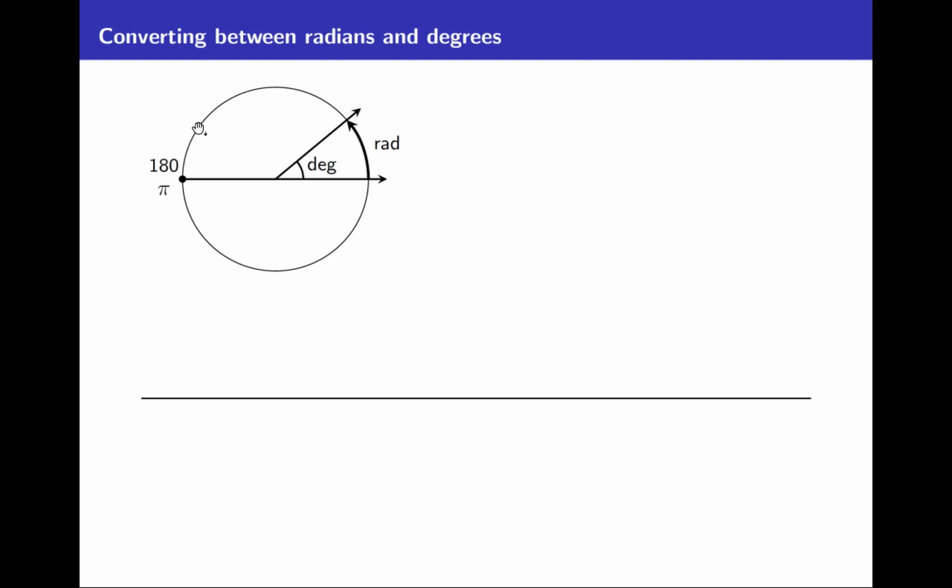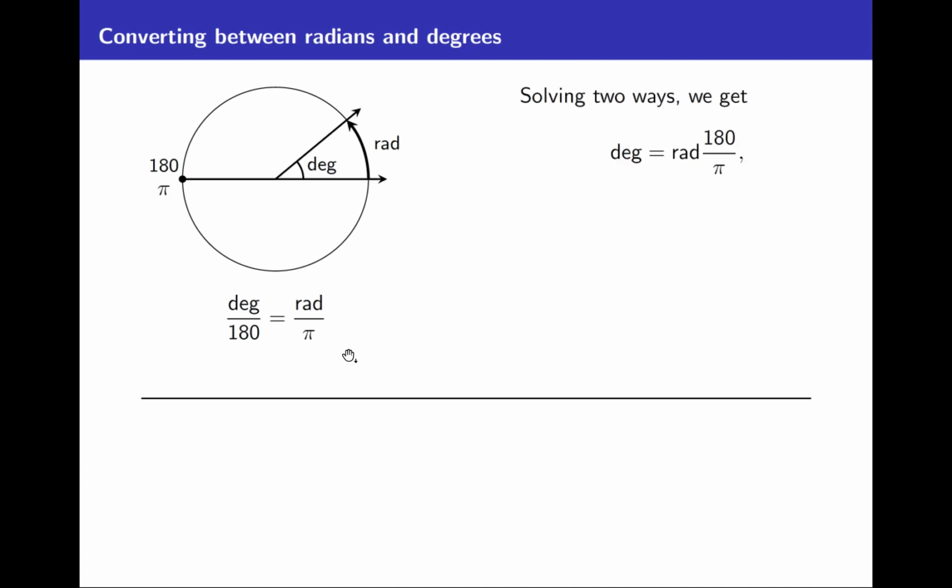Think about a straight angle. It's 180 degrees, or pi radians. Now this angle, deg, is a certain fraction of 180. This angle, rad, is a certain fraction of pi, and those fractions are the same proportion. So we get this equation, deg is to 180 as rad is to pi.